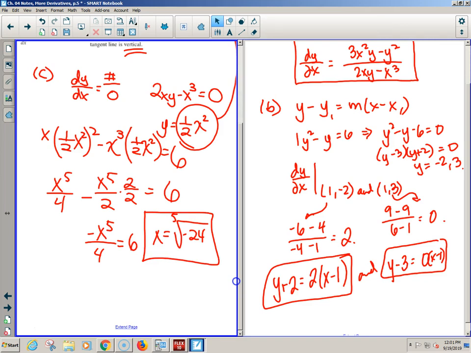But if the other one be 0, because if you plug in, so it'll be the 2xy minus x cubed, you plug in 0.